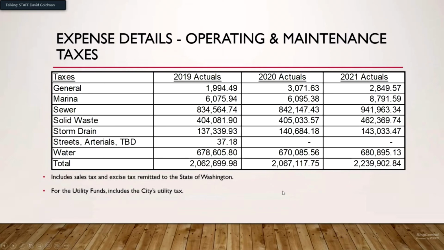These are taxes that include sales taxes and excise taxes remitted to the state. For utility funds, it includes the city's utility taxes that are collected from our customers and then sent over to either the general fund or the arts fund. There's a small amount that goes to the arts fund as well. And also there'd be any other taxes that they have to pay to the state. So that's broken out.